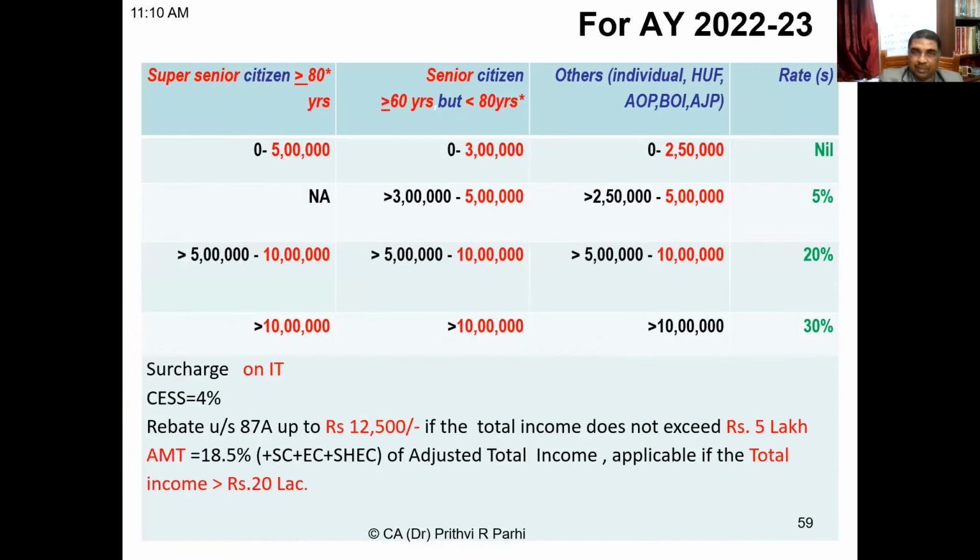Okay. Now, if you have a look, this is the comparison of the basic exemption limit of all the three categories: normal individuals, super senior citizens, and senior citizens. So rates might be nil, 5%, 20%, or 30%.